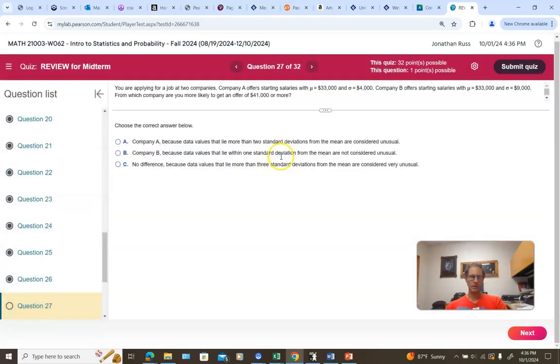I'm just going to go on. Okay. It says you are applying for a job at 2 companies. Company A offers starting salaries with a mean of $33,000 and a standard deviation of $4,000. And then Company B offers starting salaries with the same mean or average of $33,000 but a standard deviation of $9,000. From which company are you more likely to get an offer of $41,000?